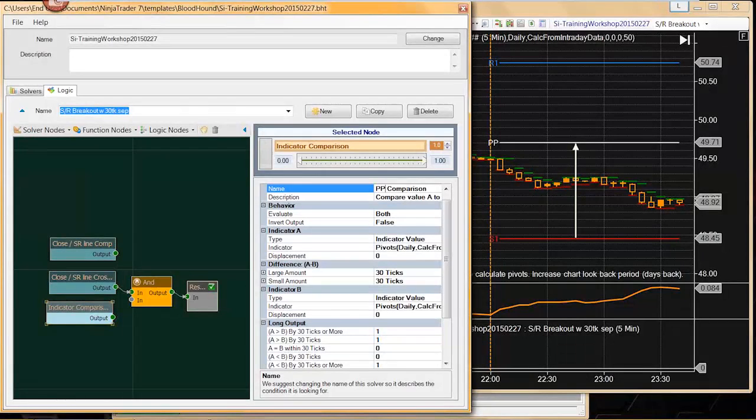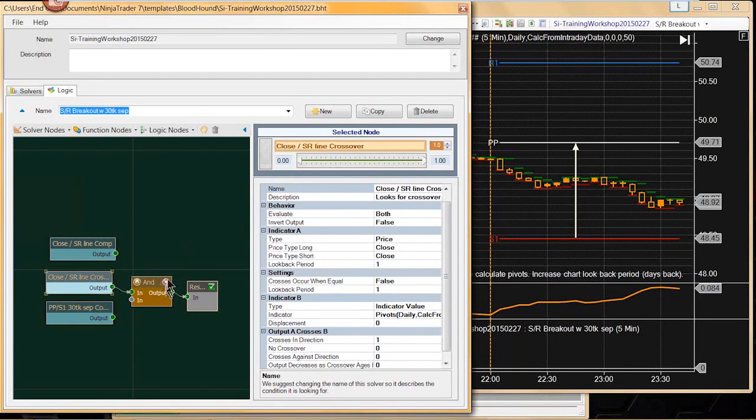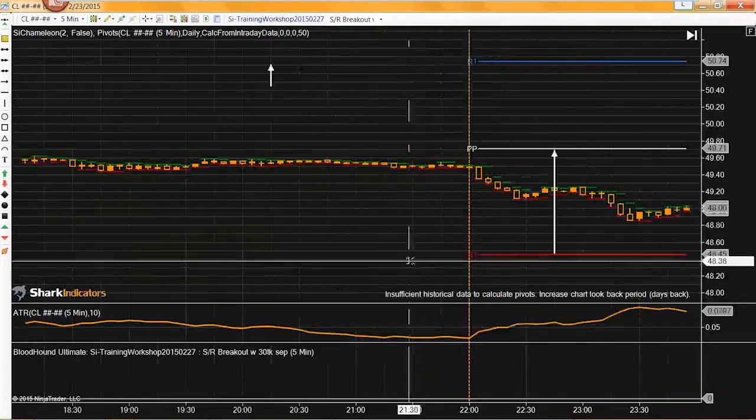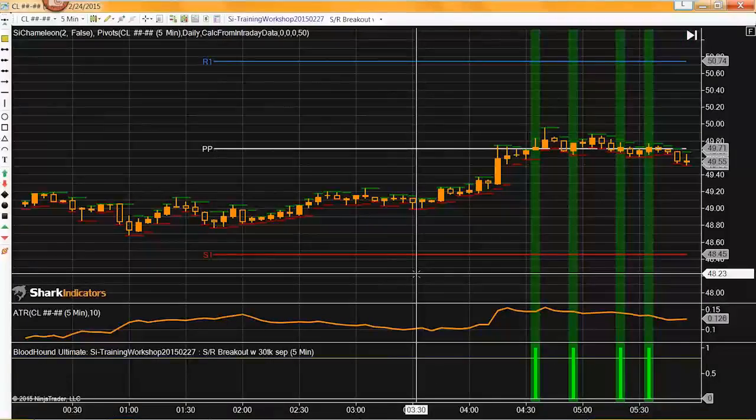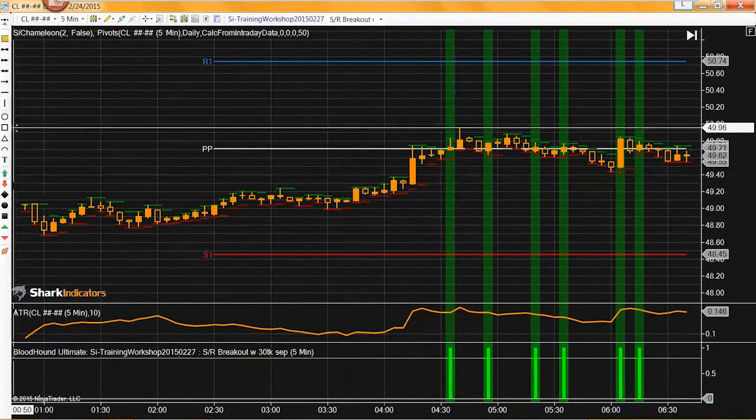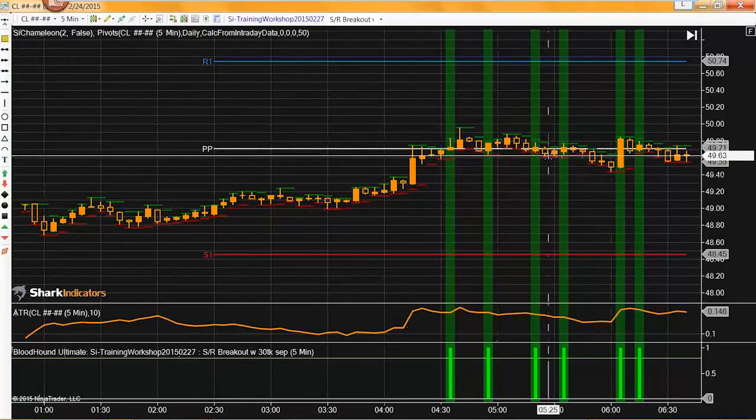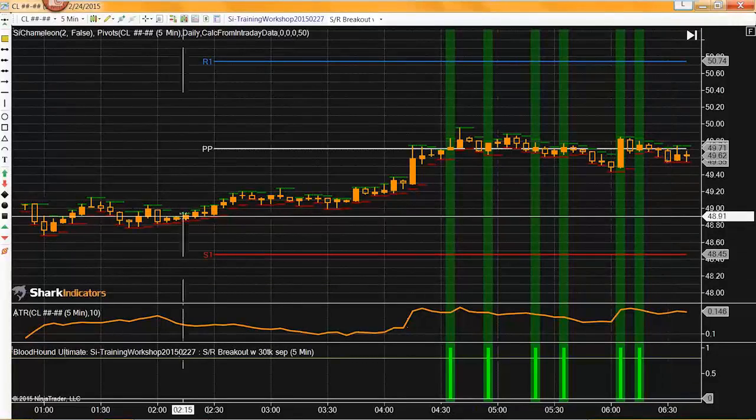Alright, now I got my solvers named. Okay, so let's just look at the crossover event when price crosses over our breakout. Let's take a look here. Okay, so good, we can see we get a bunch of crossovers here.